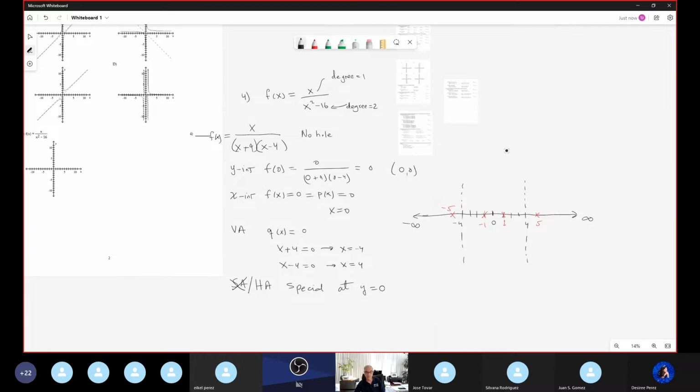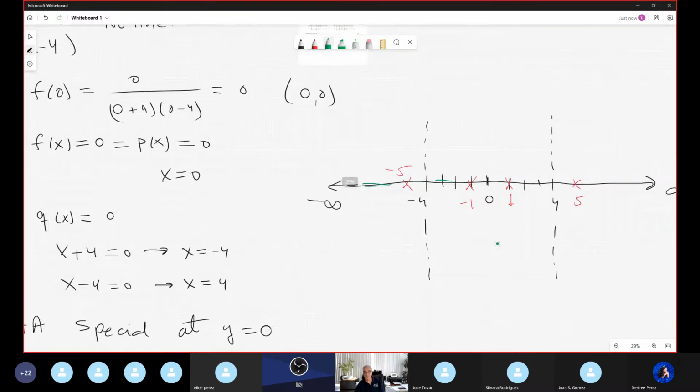Okay, super. Now I try to explain that we have here the horizontal asymptote at y equals 0. This is a vertical asymptote at x equals 4. And this is another vertical asymptote at x equals negative 4. Cool.